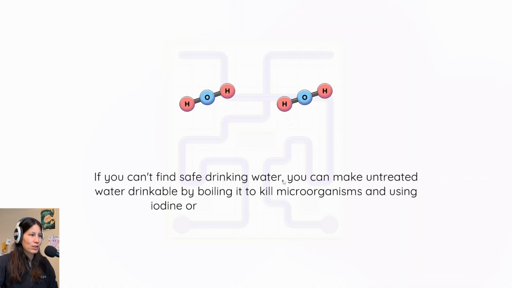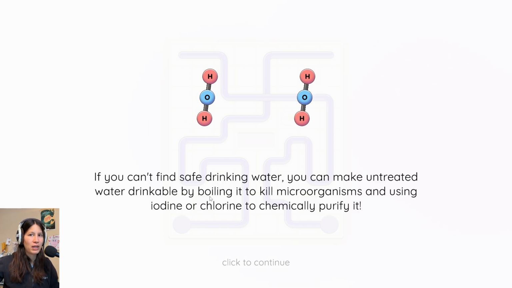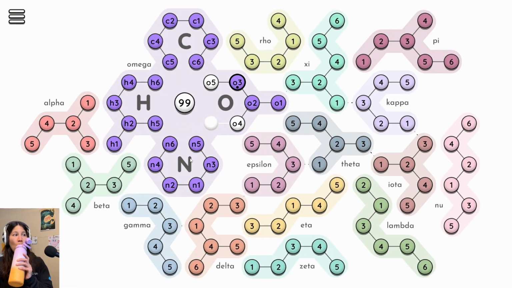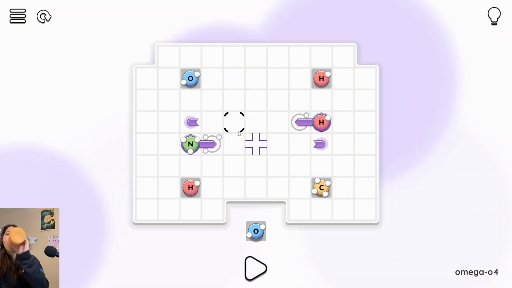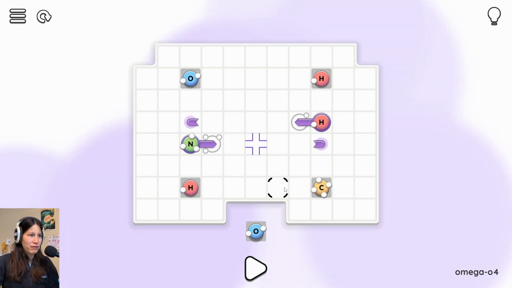If you can't find safe drinking water, you can make untreated water drinkable by boiling it to kill microorganisms and using iodine or chlorine to chemically purify it. Yep. O4. We used to boil our water when we lived in Venezuela.